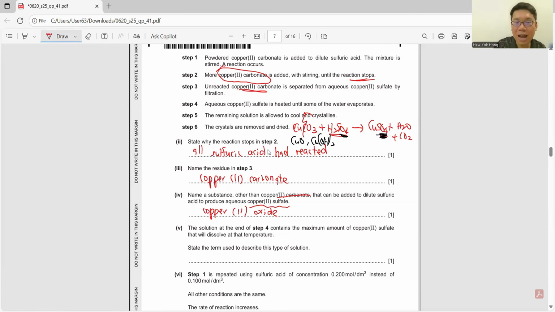Number 5, the solution at the end of step 4 contains the maximum amount of copper sulfate that will dissolve at that temperature. Give the term used to describe this type of solution. We call them saturated.